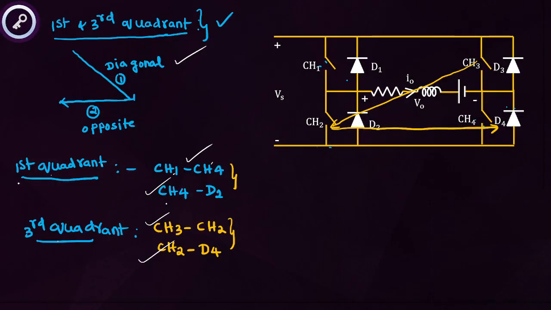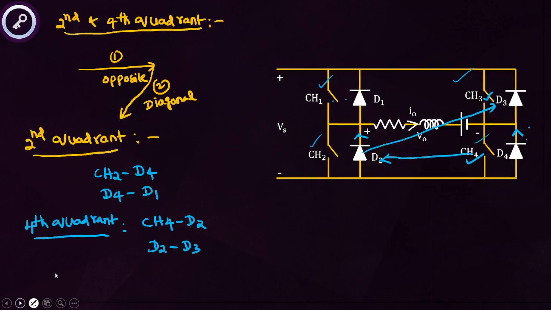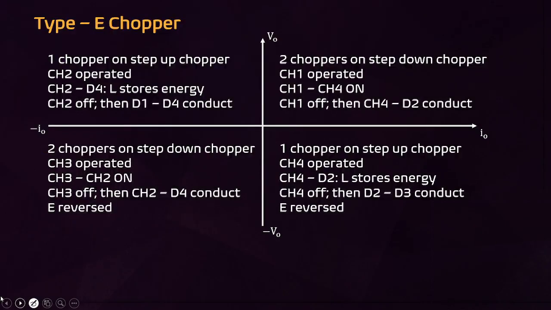This has not yet been asked in any competitive exam, but if they ask, you should be ready to answer. In second quadrant, CH2, D4 and D4, D1 are operating. In fourth quadrant, CH4, D2 and D2, D3 are operating. This is which devices operate in which quadrant in type E chopper.